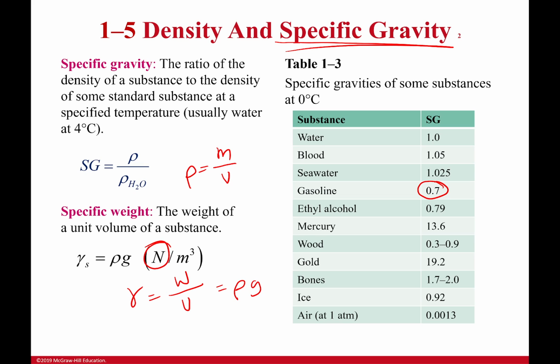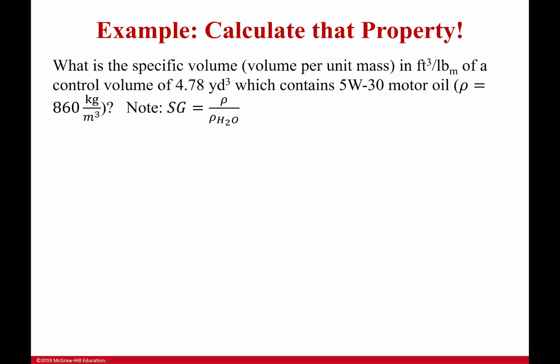Now, I don't usually do this, but we're going to go ahead and go right into the example because it's really connected to what we're doing right now. So, this example should look very, very familiar to you. Why? Because it's the exact same example we did earlier. So we're going to figure out what the specific volume is for a control volume of 4.78 yards cubed filled with this motor oil, which has a density of 860 kilograms per meter cubed. How are we going to do that?